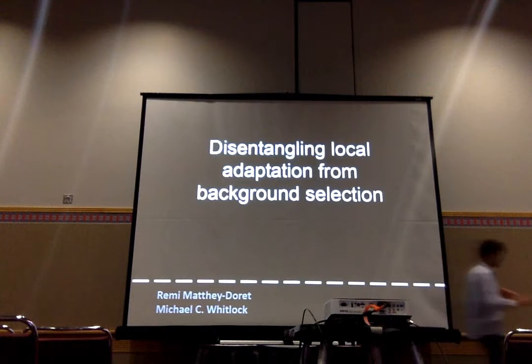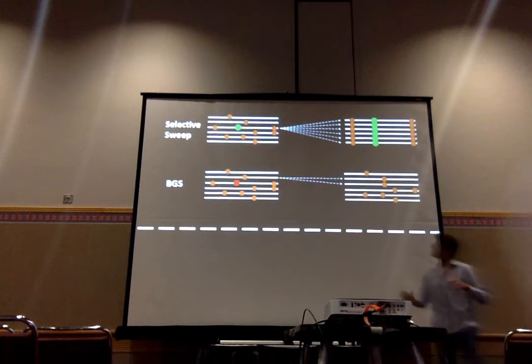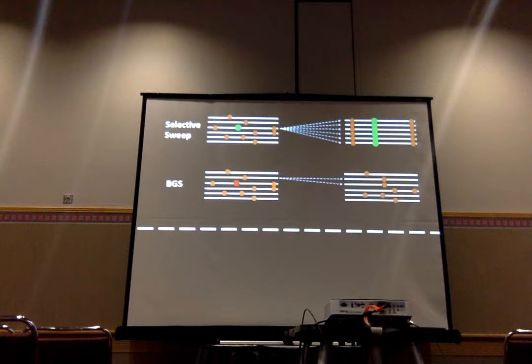To local selection. That's what I want to talk about. But let's step back a little bit. What is selective sweep? You probably all know selective sweep is a beneficial mutation occurring and rising in frequency. It drives with it linked variants, so it causes a reduction in the effective population size of nearby sites and therefore a reduction in genetic diversity.